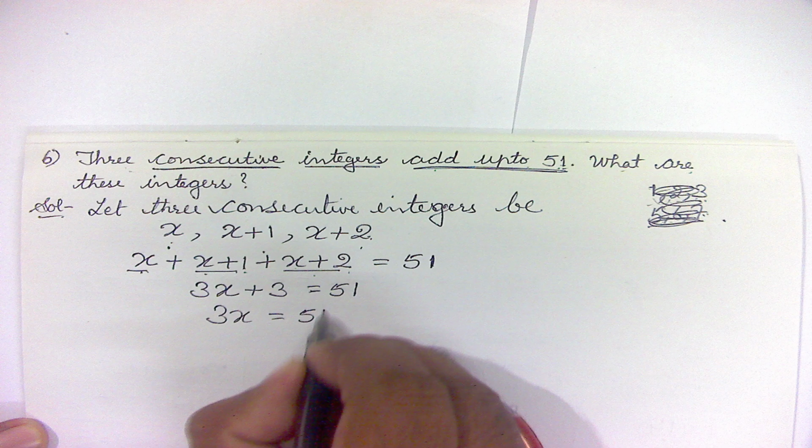Therefore, the three consecutive integers are 16, 17 and 18. So these are the three integers whose sum is equal to 51. So hope this question is also clear.